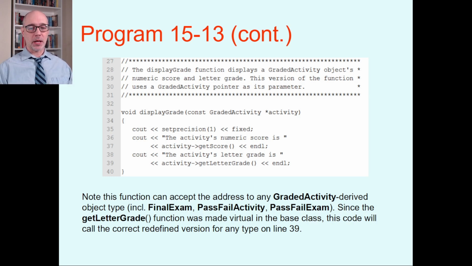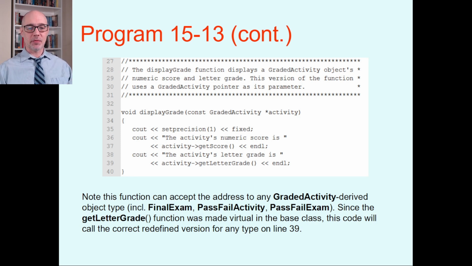And then on lines 38, 39, it's printing out the activity's letter grade is activity arrow get letter grade. And remember, get letter grade was redefined. So what happens here, which is super, super nice, this is the essence of polymorphism right here on line 39, is that if that activity pointer is really pointing at a graded activity type object, then it's going to look up that version of get letter grade and print out either A, B, C, D, or F. That's the version from the parent class.